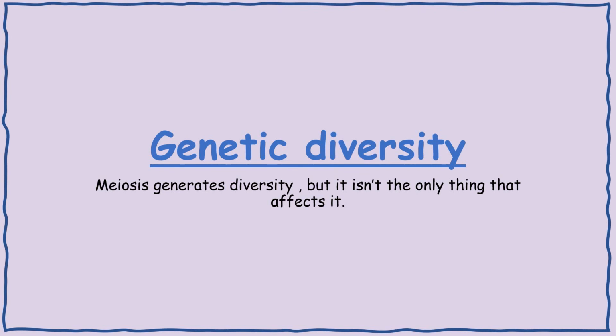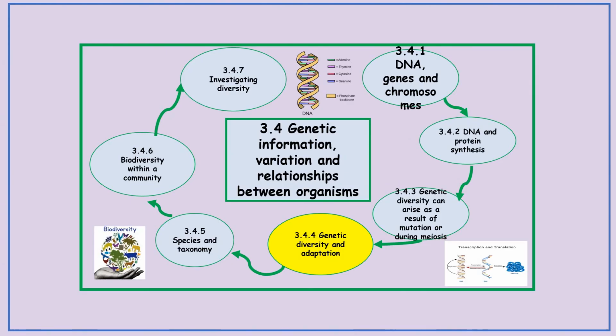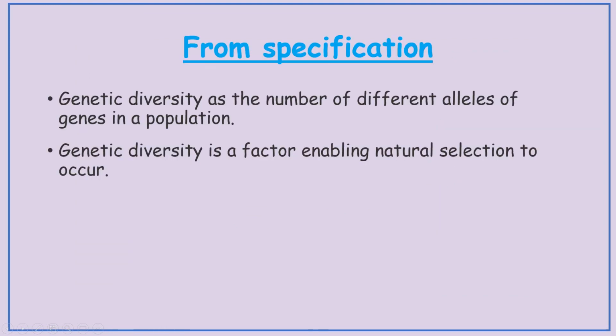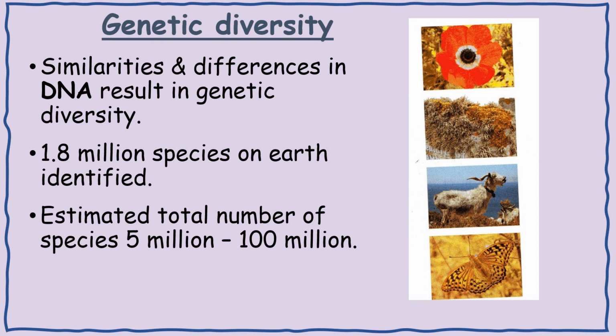Genetic diversity. Meiosis generates diversity, but it isn't the only thing that affects it. This is part of 3.4.4, genetic diversity and adaptation. From the specification: genetic diversity is the number of different alleles of genes in a population. Genetic diversity is a factor enabling natural selection to occur. Similarities and differences in DNA result in genetic diversity.